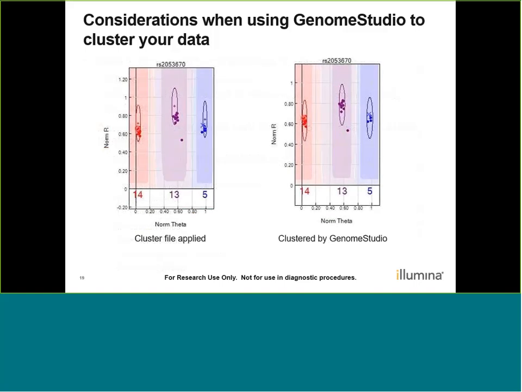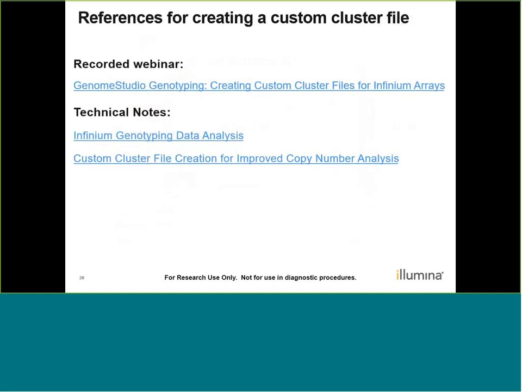A visual representation of this is, if we look at the SNP graph on the left, this is using the standard cluster file. The SNP graph on the right, we've clustered within Genome Studio, and you can see now that the cluster ovals and the samples have a much cleaner result. So we can see that the cluster fit can be better if you cluster on the data compared to using a standard cluster file. I'm not going to go much into creating cluster files at this point.